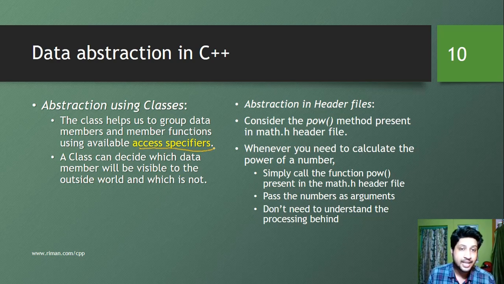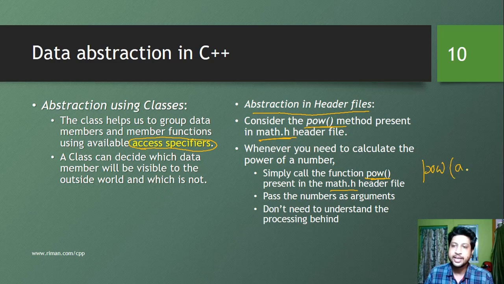So that is done using this access specifier that we are going to learn next. And abstraction is also happening in header files. So consider this situation: whenever you need to use some operation, a power operation, you use this method that is written in the math.h header file. So whenever you need to calculate the power of a number, you simply call this pow method from the math.h header file. What we do is pass the arguments like pow(a, b). So it will calculate a to the power b and give us the result of a to the power b.